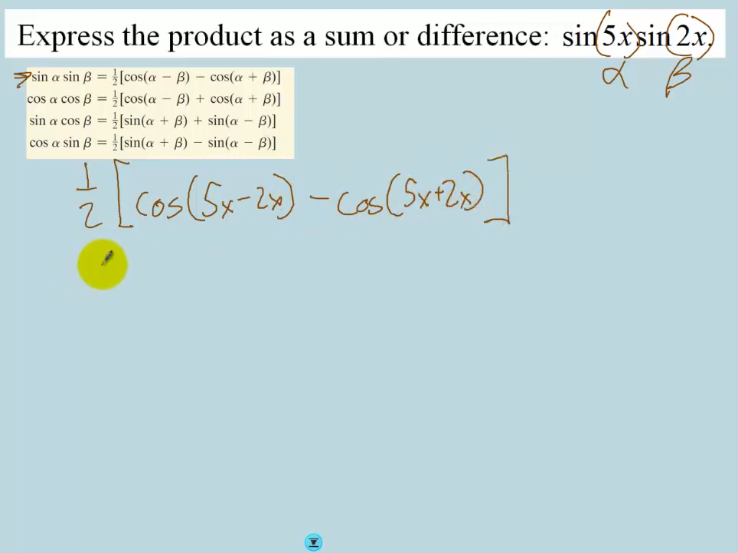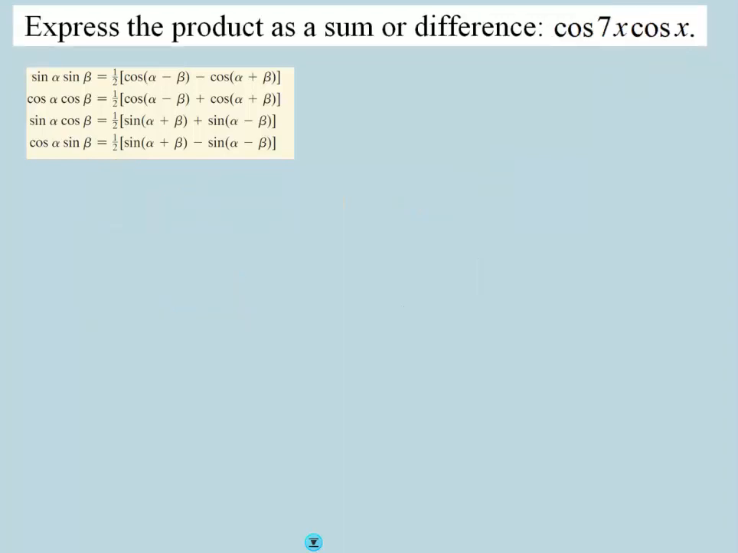And we can simplify that. So it's 1/2 times the cosine of 5x minus 2x, the cosine of 3x, minus the cosine of 5x plus 2x. So I can write this as 7x. I guess I'll put these in parentheses to be consistent. That's all you need. Let's try another one.